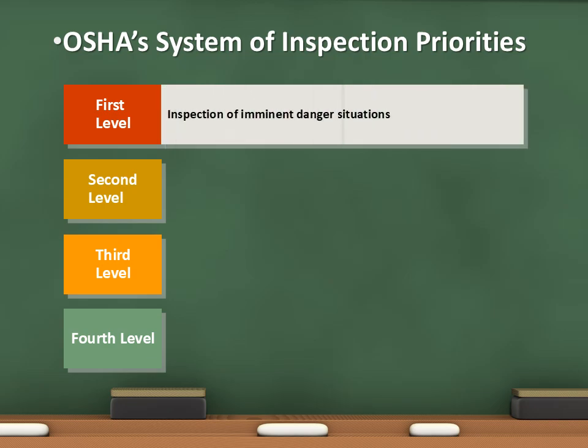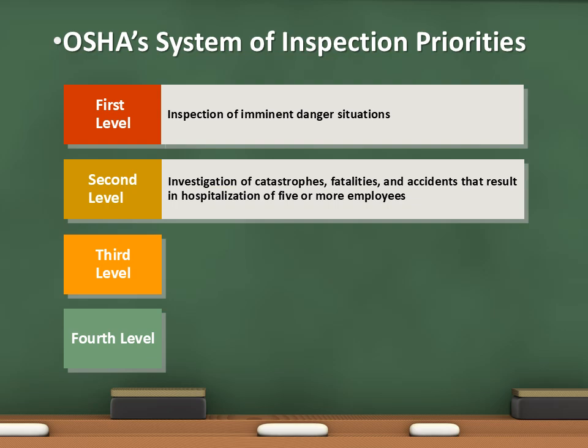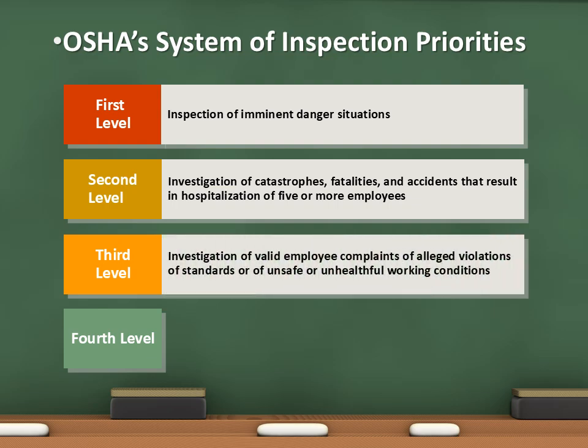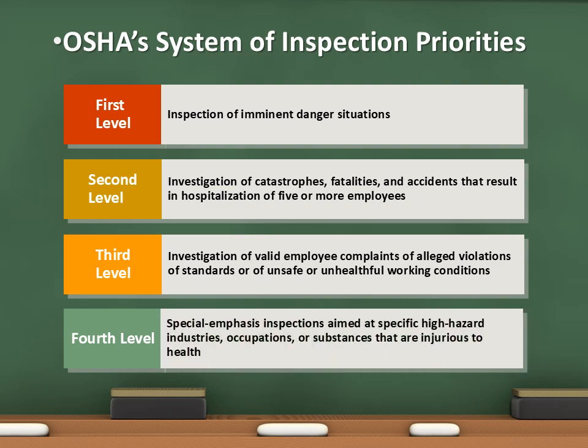Their inspection policy's first level is inspection of imminent danger situations. A second level would be investigations of catastrophes, fatalities, and accidents that result in hospitalization of 5 or more employees. Third level is investigation of valid employee claims of alleged violations of standards or unsafe or unhealthy working conditions. And the fourth level is special emphasis inspections aimed at specific high hazard industries, occupations, or substances that are injurious to health.